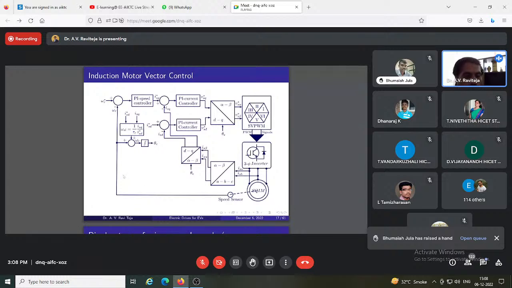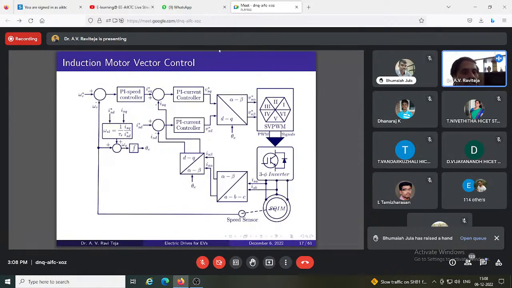I sense the speed as feedback, and then I do some closed loop control. But for this indirect vector control, you have to go to two phase and also a two phase rotating reference frame, which involves higher computations. So complexity of the system will increase, but this will give a better performance even at low speeds.